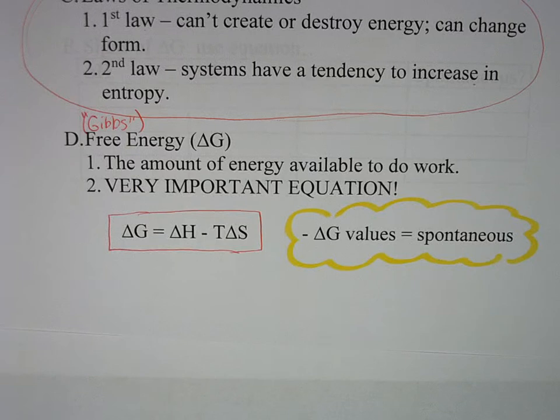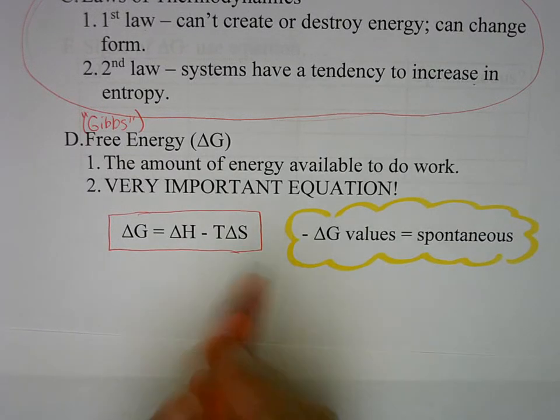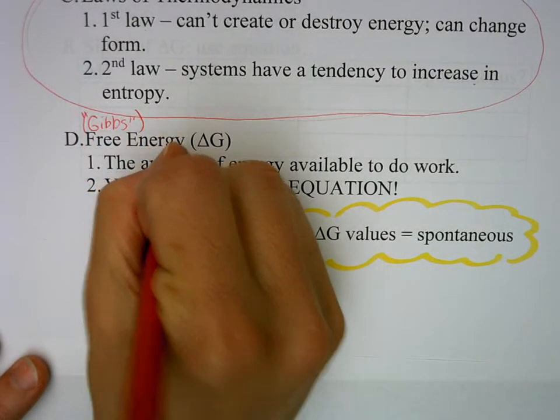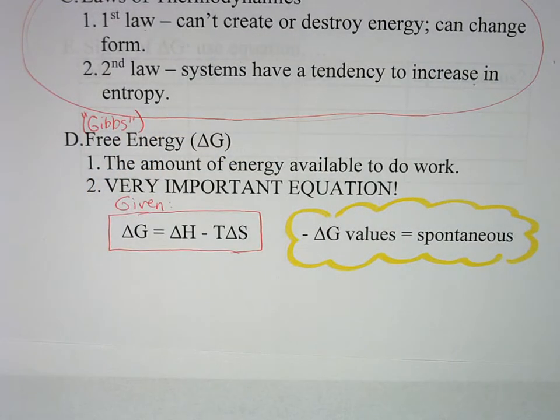There are two equations in chapter 16 that you guys are going to be doing calculations with. This is the first one. It's a big one. This is also one that is given on your reference sheet for the AP test. So, as long as you know what to do with it, you don't have to memorize it. In this particular equation, it relates all three of those thermodynamic quantities together.